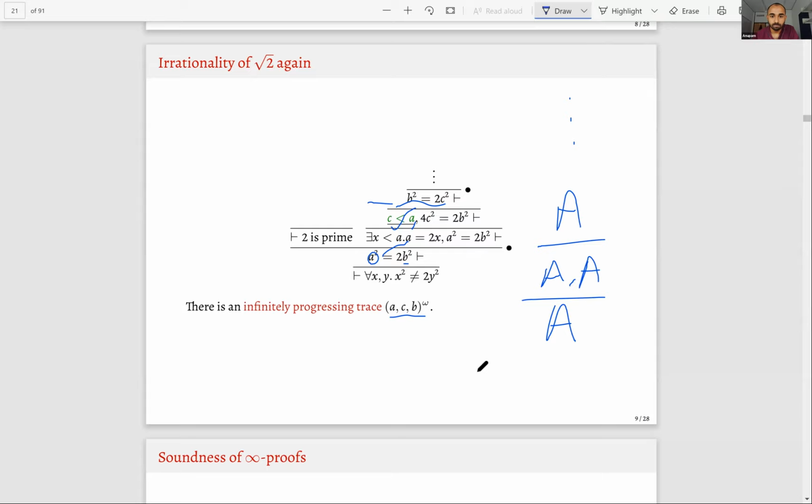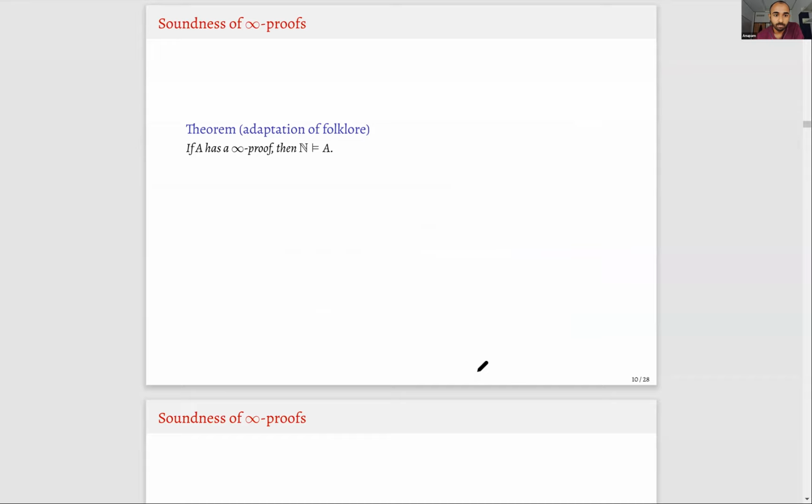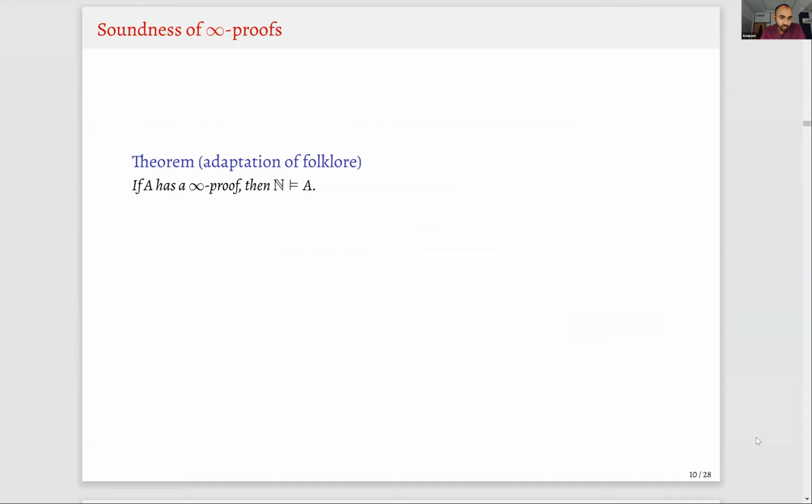Like I said, this is similar to many of the other conditions in cyclic proof theory and intentionally so. And the key result that I mentioned is that this condition is sufficient for soundness. So if a formula of arithmetic has an infinity proof, then it is true in the standard model of natural numbers.